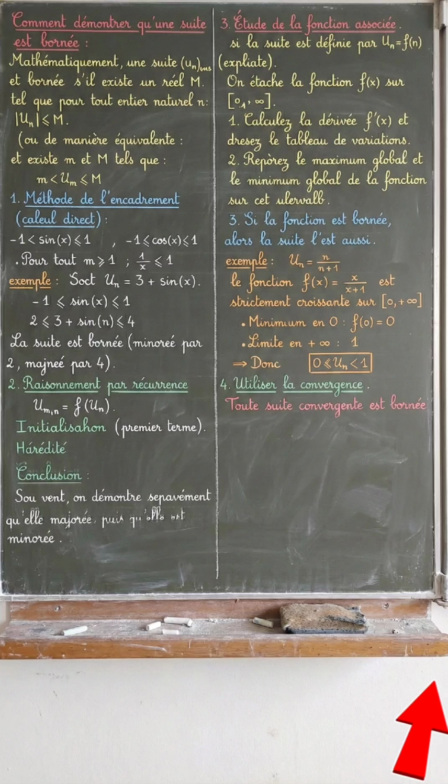Today, let's talk about how to prove that a sequence is bounded. Sometimes the question will be, for example, to show that un is between 1 and 2, or it might just say show that the sequence is bounded. So we have 4 methods to prove that it's bounded.